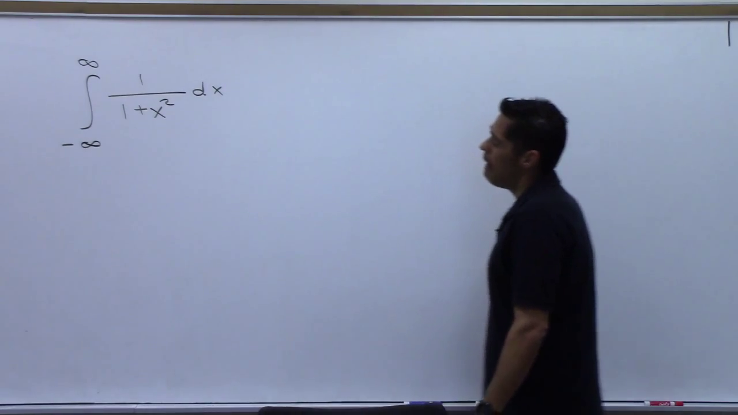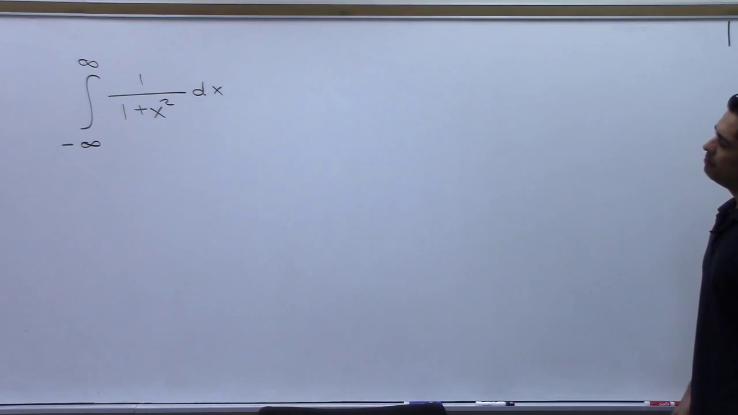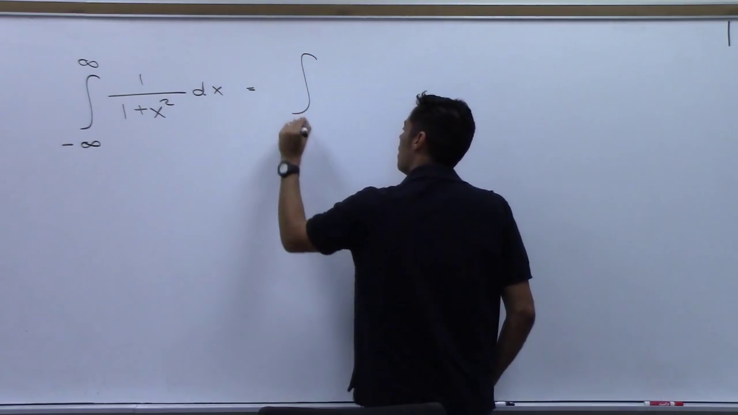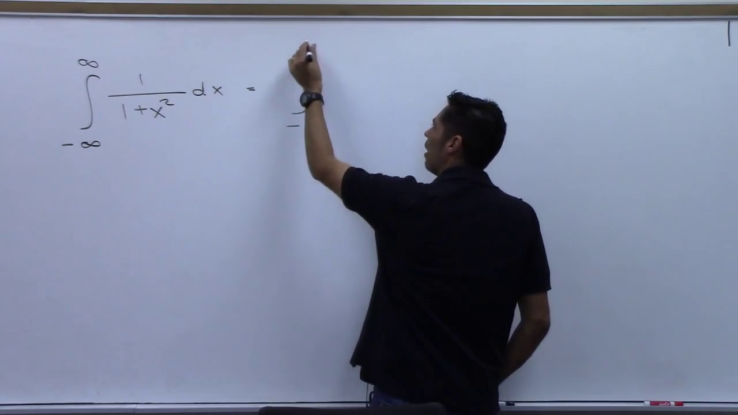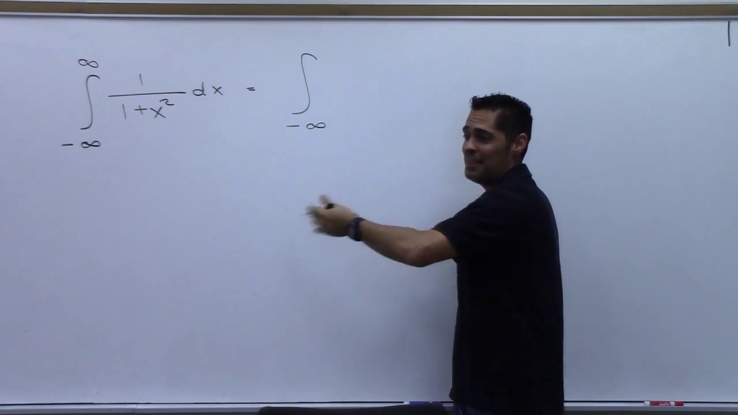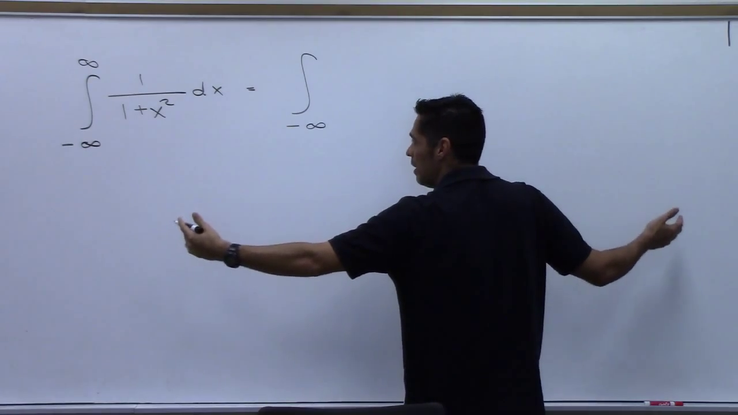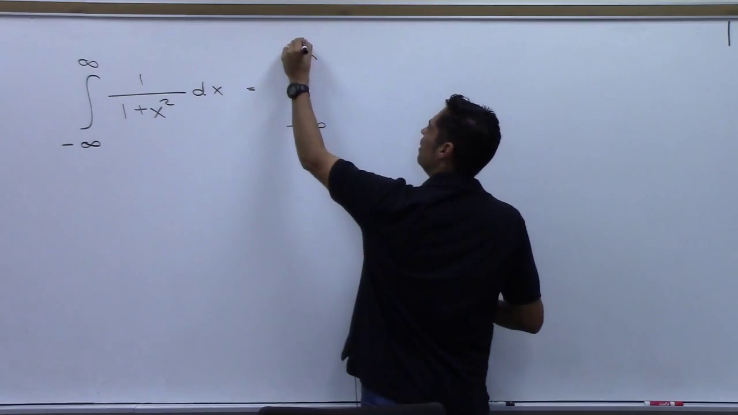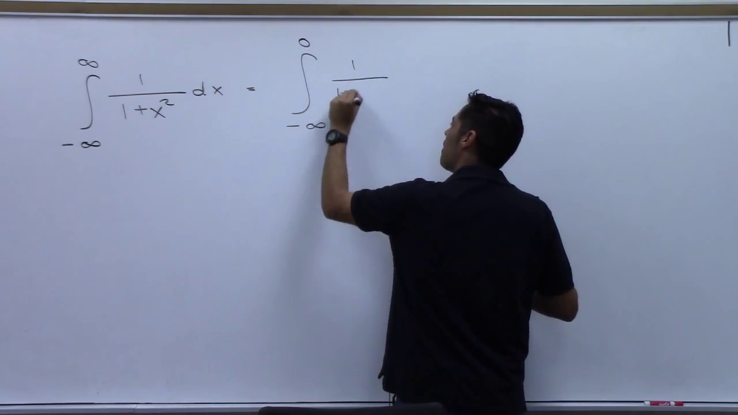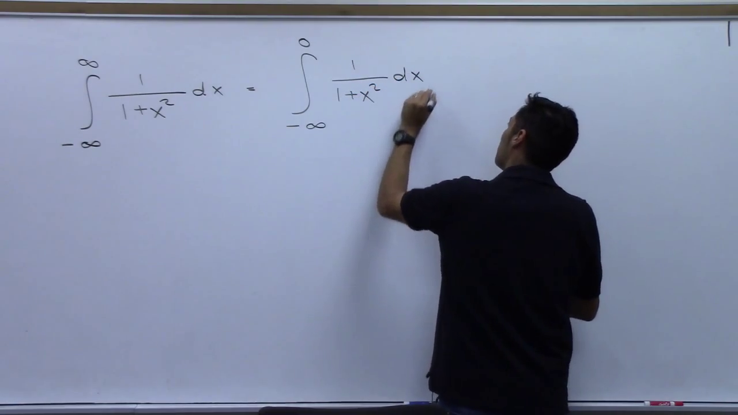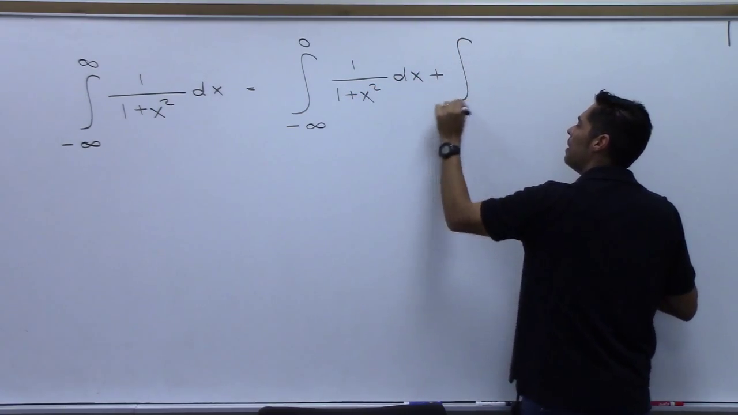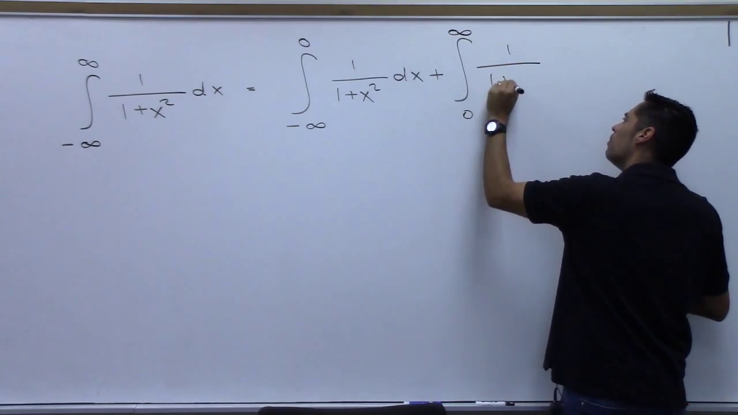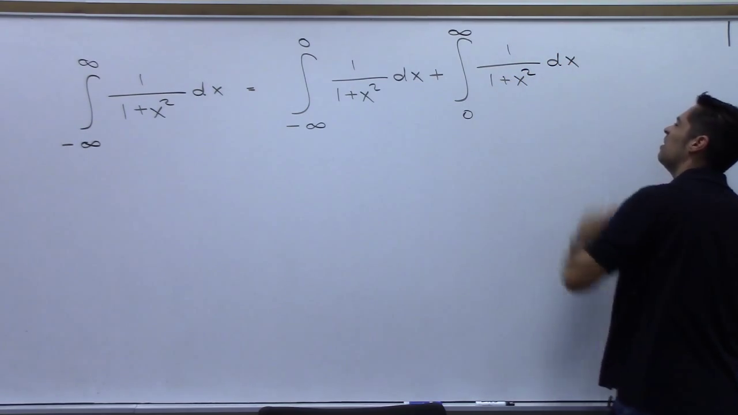So how do I do this? Break it up. I go negative infinity to where? You can go anywhere. Your choice. You can go anywhere between negative infinity and infinity. You could pick 10. You could pick pi. You could pick any number. So let's pick 0. 0 is always fun. 0 is always easy to plug in, isn't it? So we're going to do that. And then we're going to go plus a separate integral that picks up where we left off, which was 0, up to infinity, and then 1 over 1 plus x squared dx.